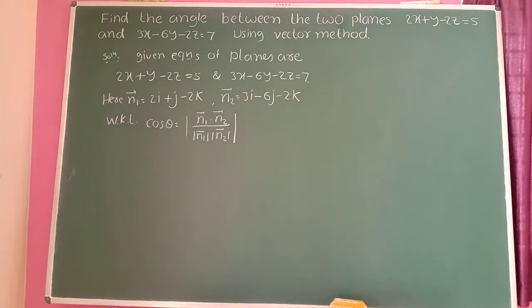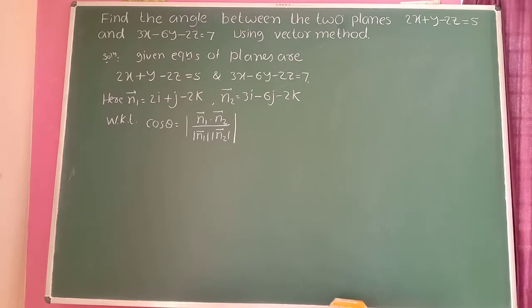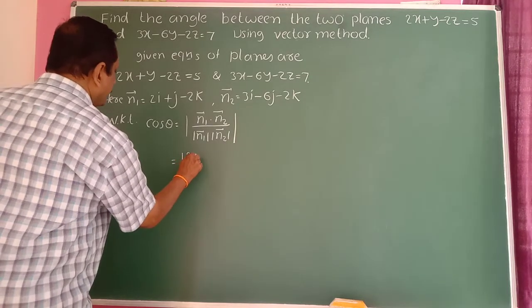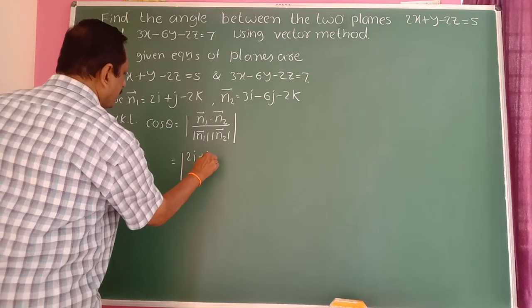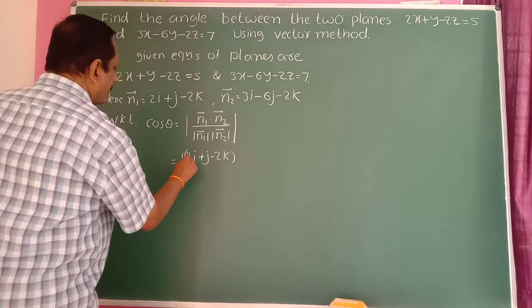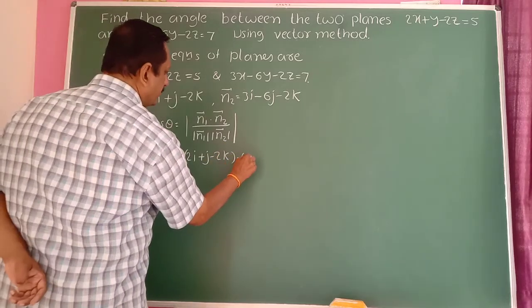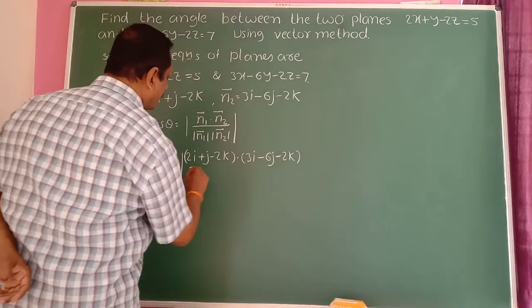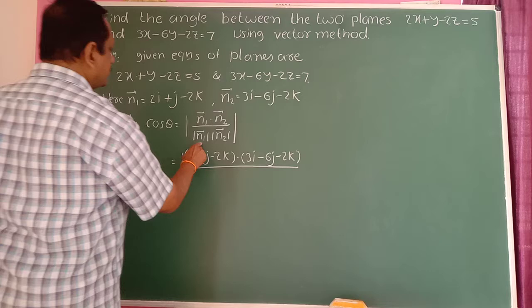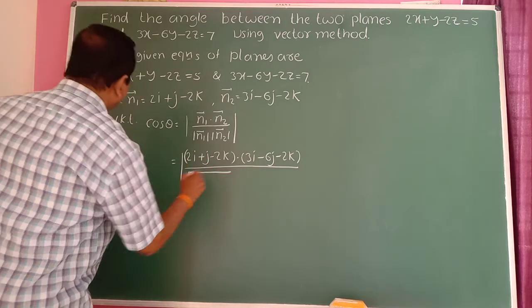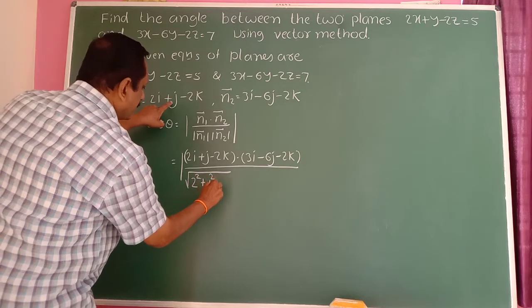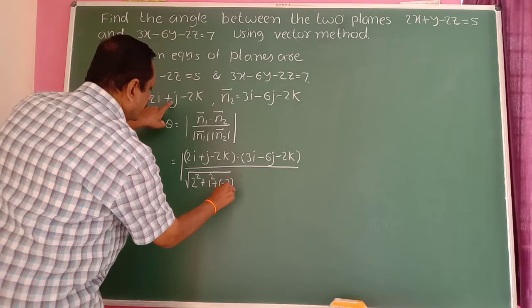Let us substitute n1 and n2 here. Therefore, this is equal to modulus of (2i + z − 2k) dot (3i − 6z − 2k), divided by modulus of n1, root of 2 square and 1 square plus minus 2 square here.